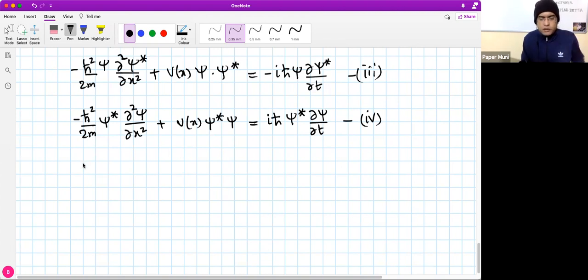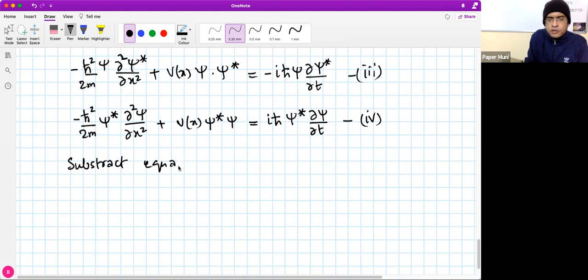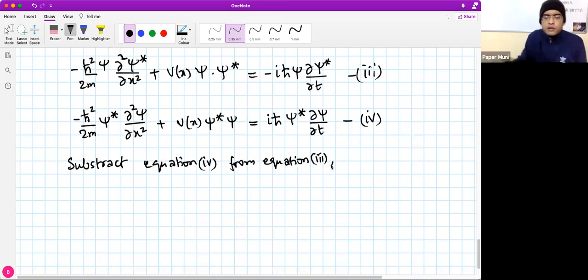Now, two equations are there. We have to solve them and get the term which will consist of psi star psi. So what we do is we subtract equation 4 from equation 3. All right, so what do we get?